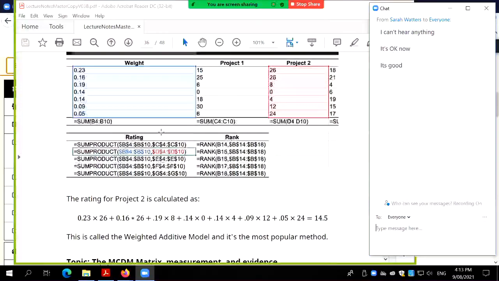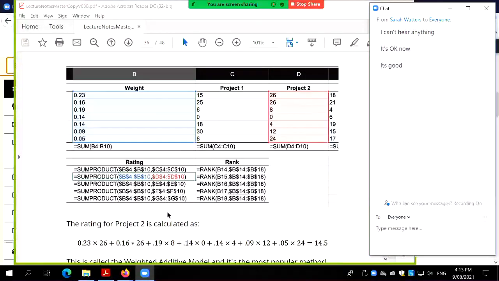And for those that are interested in seeing how the spreadsheet works, I explained it. It's fairly straightforward. The main thing that some people may not be familiar with is this sum product function, which is a very useful thing to know about.